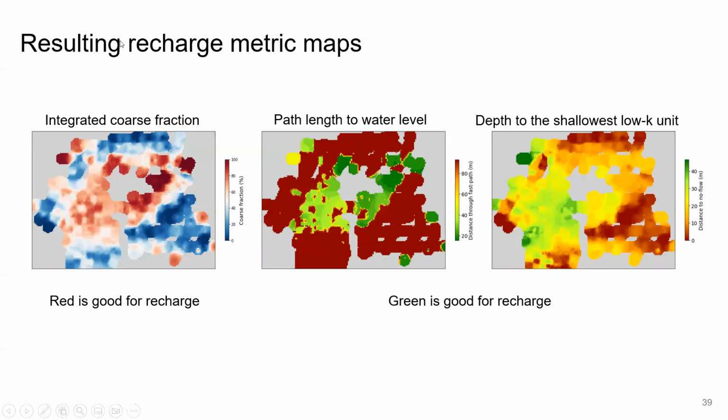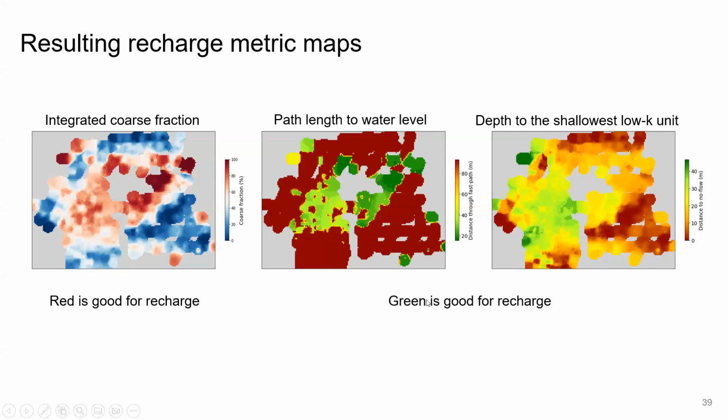And this will be the recharge matrix maps that we will provide. We haven't yet decided exactly what the recharge matrix will be, but this is the current plan. The first one is the integrated coarse fraction. We have a coarse fraction model in three-dimensional space. We just vertically average or integrate from the surface to the base of the water table and then provide a map like this. So here, red is good for recharge.